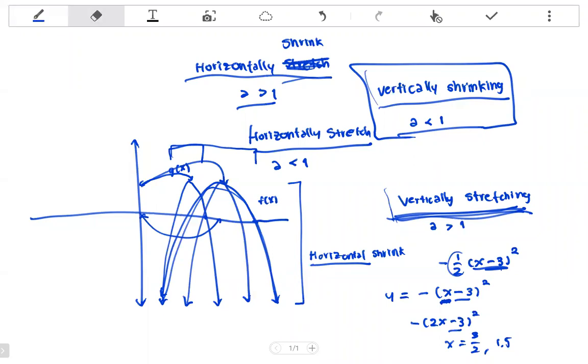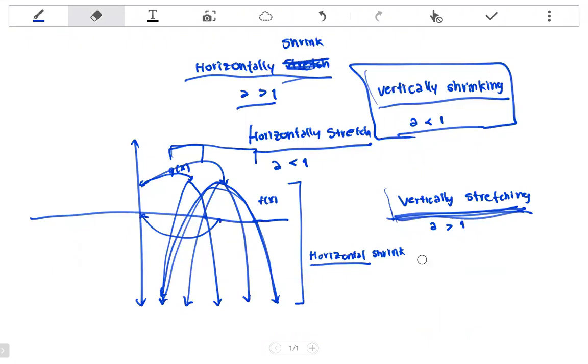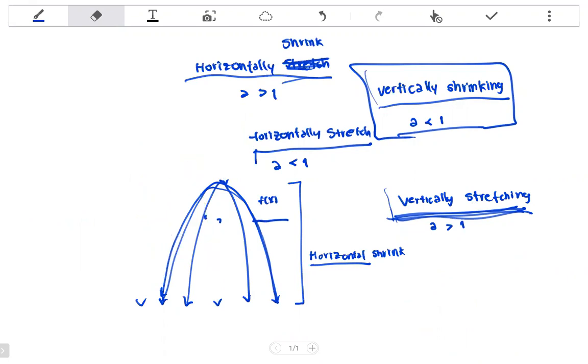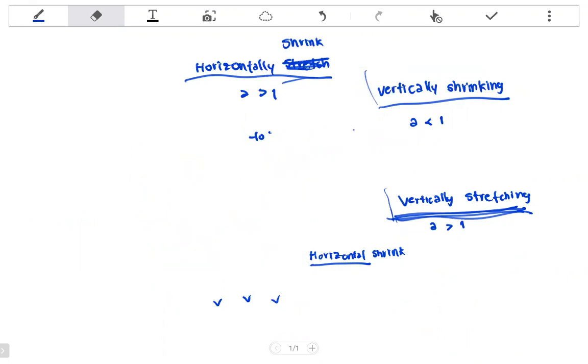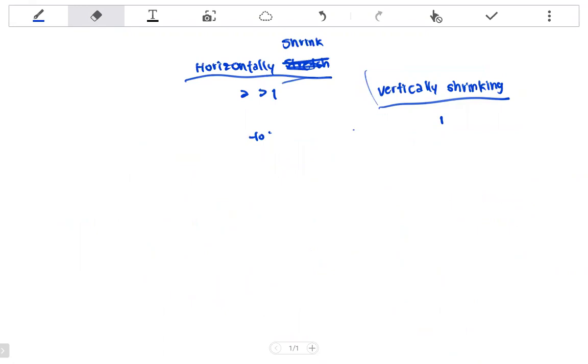Confused? Or did that make sense? Wow, so you guys got that. Wow, okay. So I didn't really explain horizontal shrinks and stretches that well.